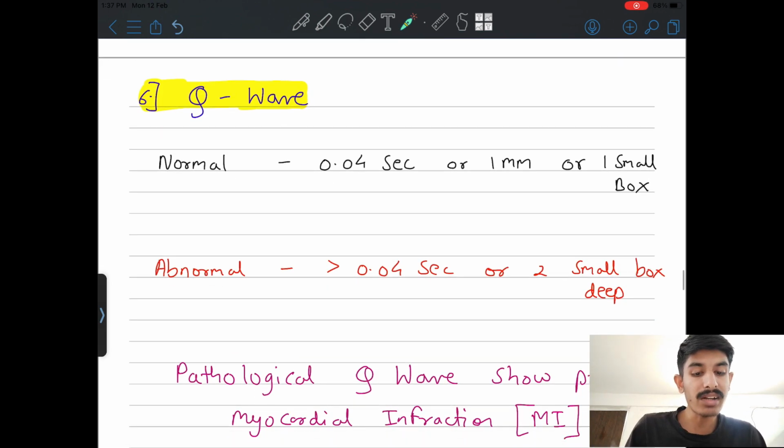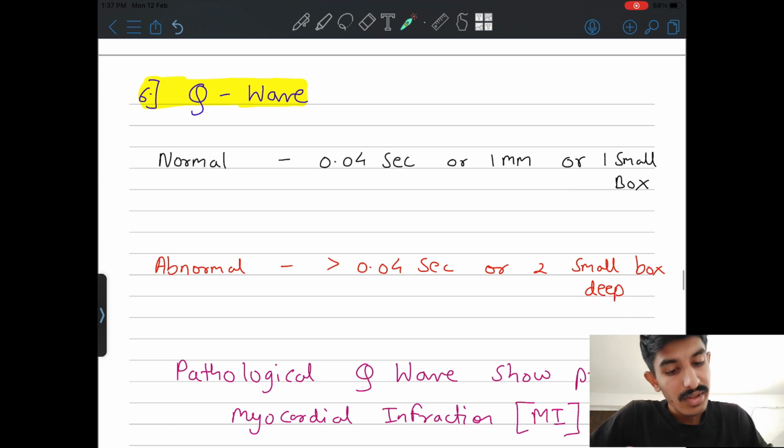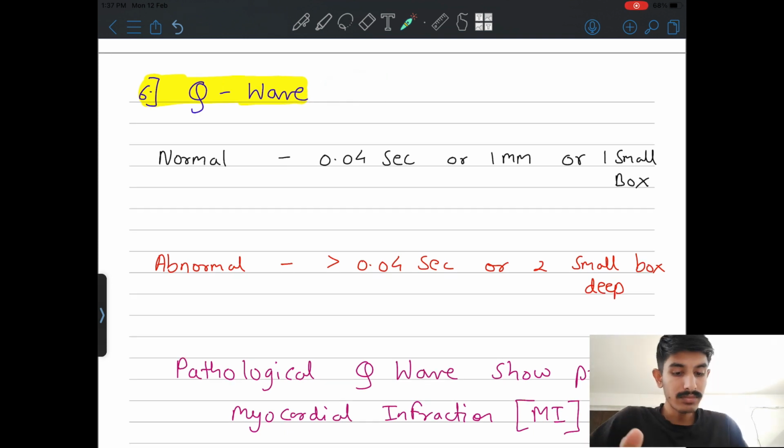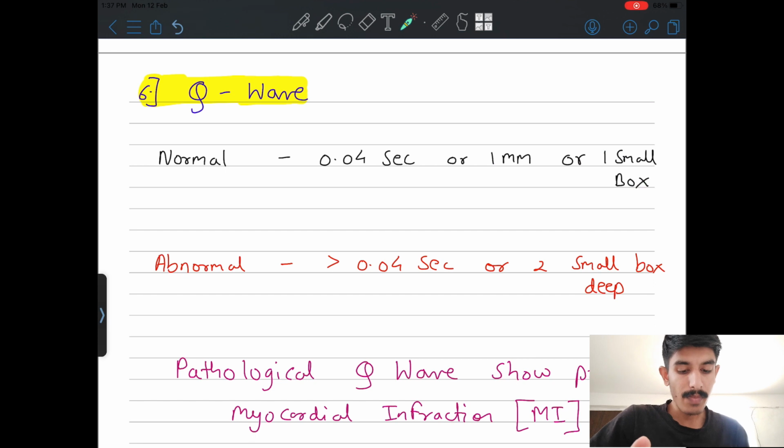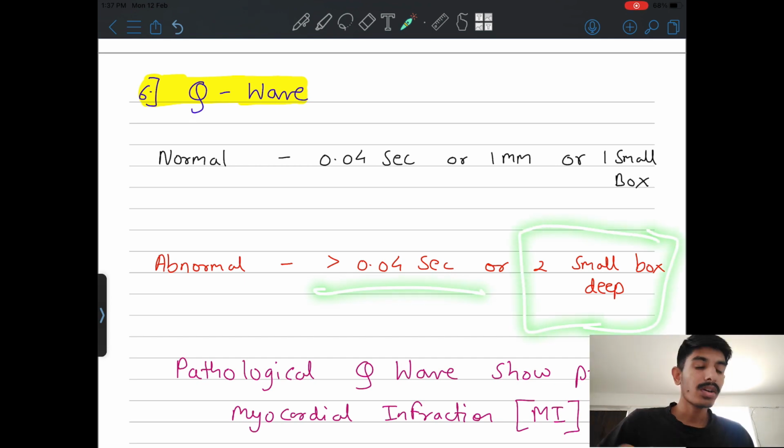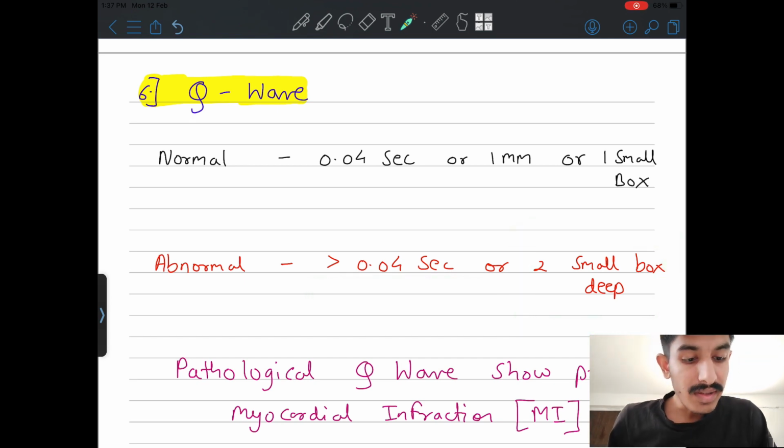So now let's move to the new point, which is the Q wave. What is a Q wave? A normal Q wave is 0.04 second, or 1 mm, or 1 small box. And what will abnormal do? It will be more or it will be less. So more than 2 small boxes deep. Look at this: this is P, Q, R, S, and again this comes like this. So this is your Q. This down part was Q.